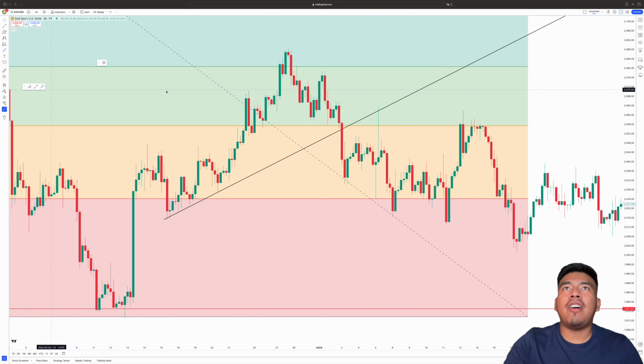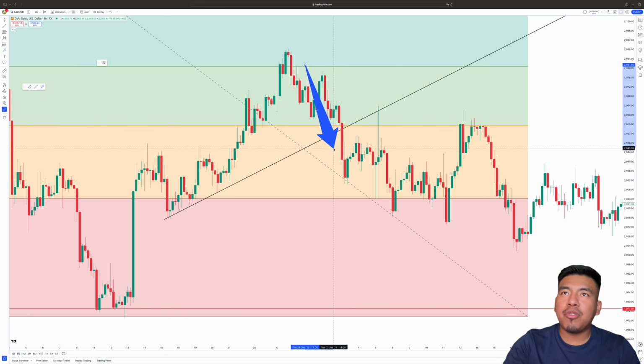Let's say you miss on this 61.8, right? You always have to wait for retracement. If you miss a trade, it's okay. There's opportunities every day. Every day there's a new opportunity to enter a trade.